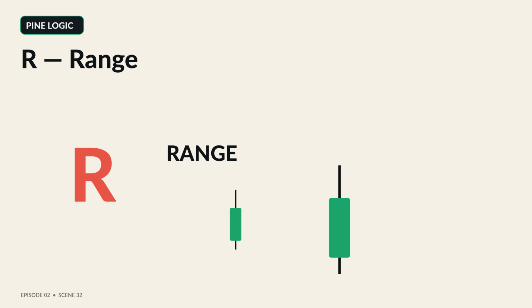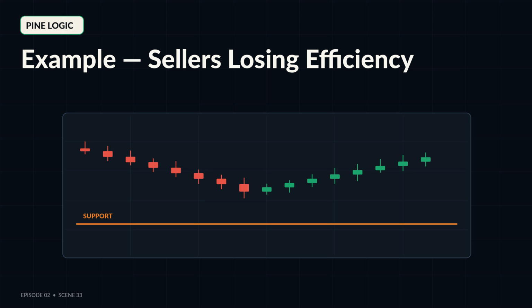R is range. Judge candle size relative to the current environment. A $1 candle is enormous in a quiet stock and insignificant in a highly volatile one. Displacement only makes sense compared with what is normal now.